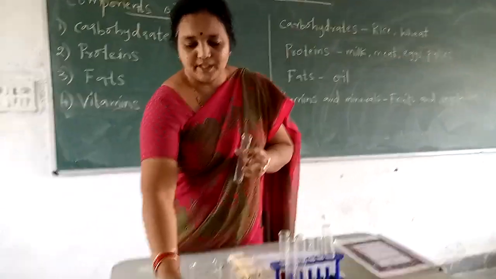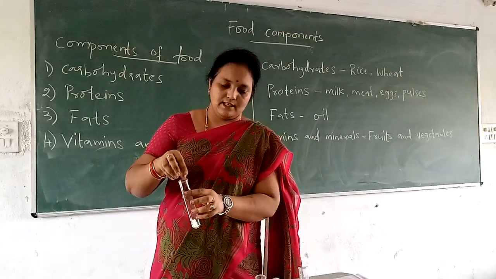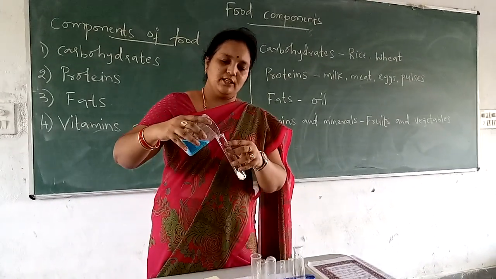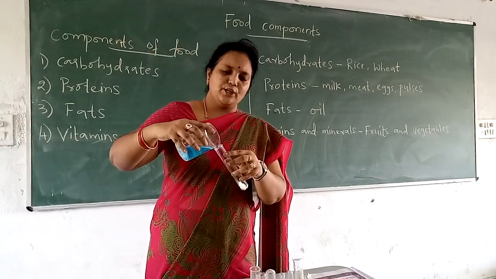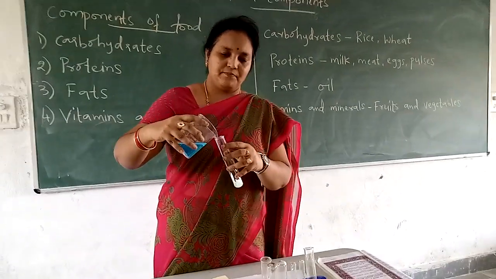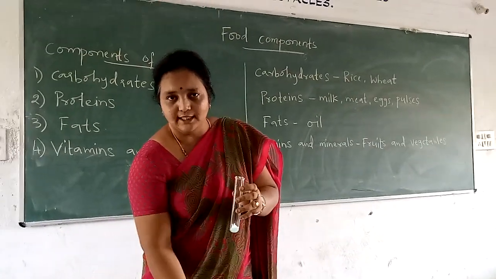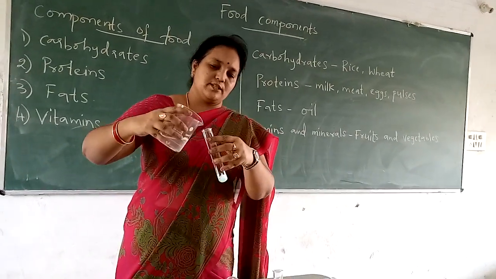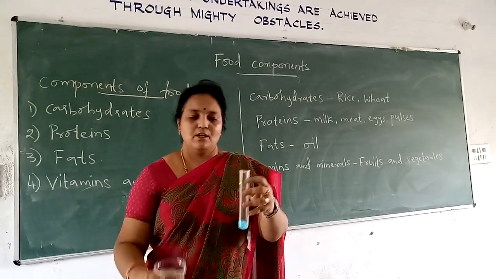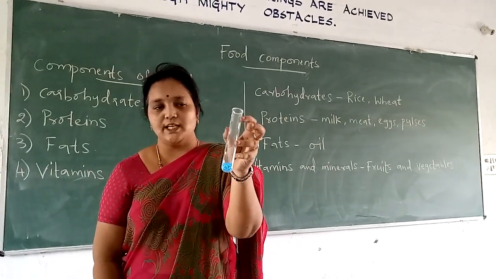I will take rice, add 2 drops of copper sulfate solution. You can use a dropper or carefully add the copper sulfate solution. And then you have to add 10 drops of sodium hydroxide solution. What is the color here? It is blue color. Can you see? It is blue color. Okay.